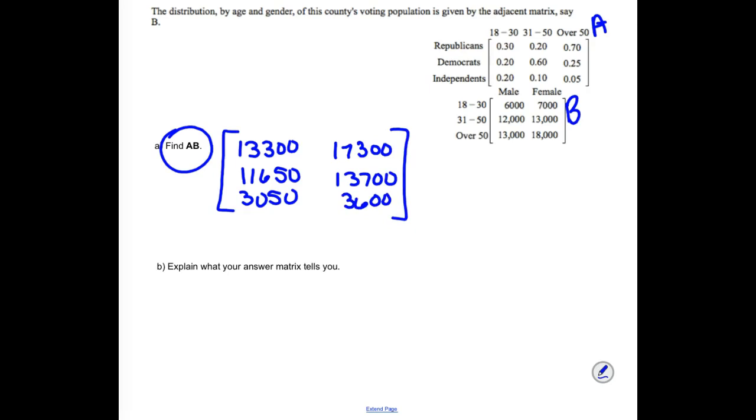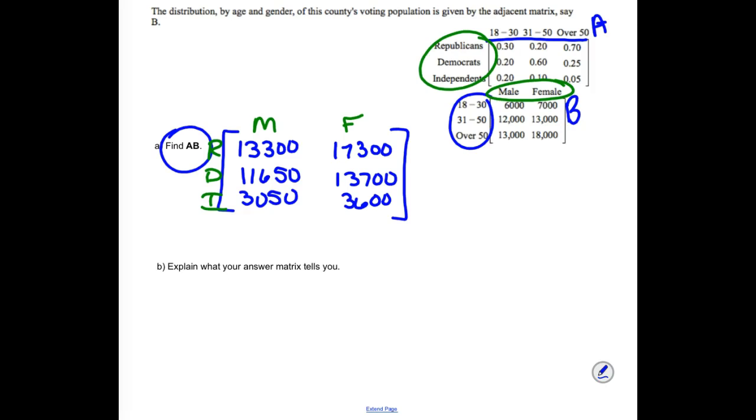All right. Now, use the labels. We've given you labels for columns and rows. We are taking the age group here times the same age groups there. Yes? A row times a column. Those things are going to kind of cancel each other out. What we are going to have left would be these and these. So when I look at my answer matrix, this would be Republicans, Democrats, Independents, and this would be males and females. Okay?